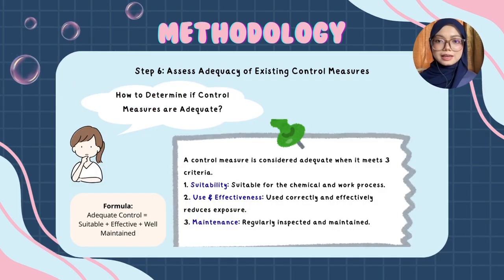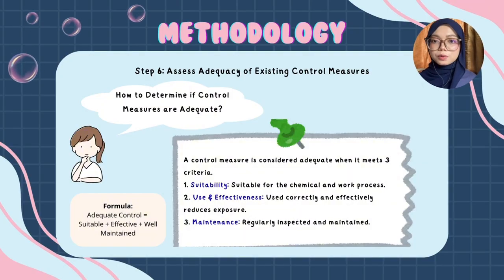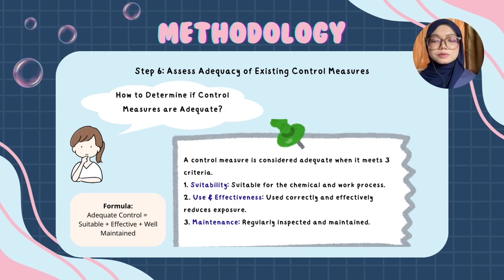After identifying the existing control measures, the assessor must determine whether they are adequate. There are 3 criteria. First is suitability, meaning the control must be suitable for the type of chemical and the work process. Second is use and effectiveness, meaning the control must be used correctly and effectively reduce workers' exposure. And the third is maintenance, where engineering controls and PPE must be inspected and maintained regularly to ensure they continue working properly. So a control measure is only considered effective when it is suitable, effective, and well maintained.